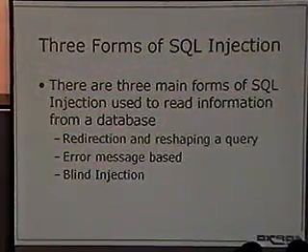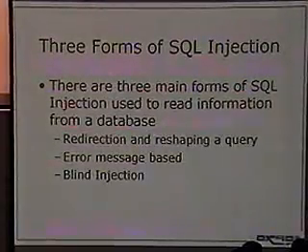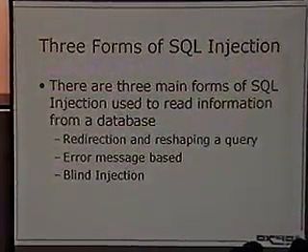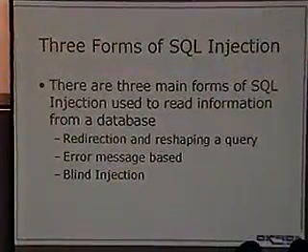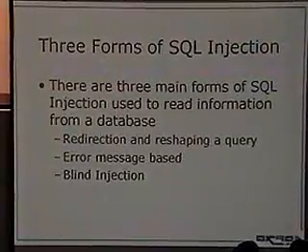So the first method is redirection and reshaping of the query. That's where the web application's displaying stuff in tables, and you can reshape the query to dump everything beautifully formatted for you, print it out, show your friends. It's like, look at this, they even formatted it nicely. Usually you'll need to know some of the schema to go about doing that, but if you're lucky you can dump the schema in the tables and go from there.